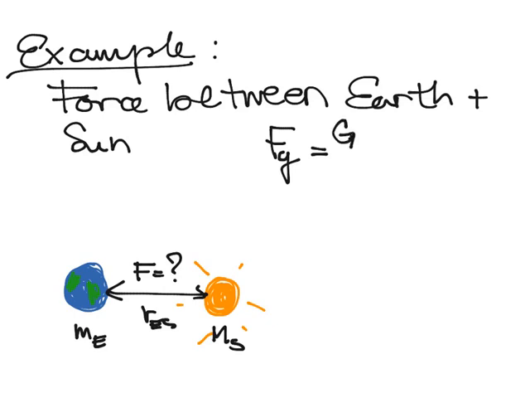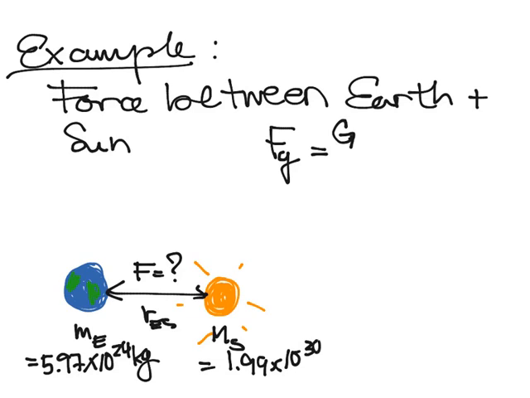The mass of the Earth is equal to 5.97 times 10 to the 24th kilograms. And the mass of the Sun is equal to 1.99 times 10 to the 30 kilograms.